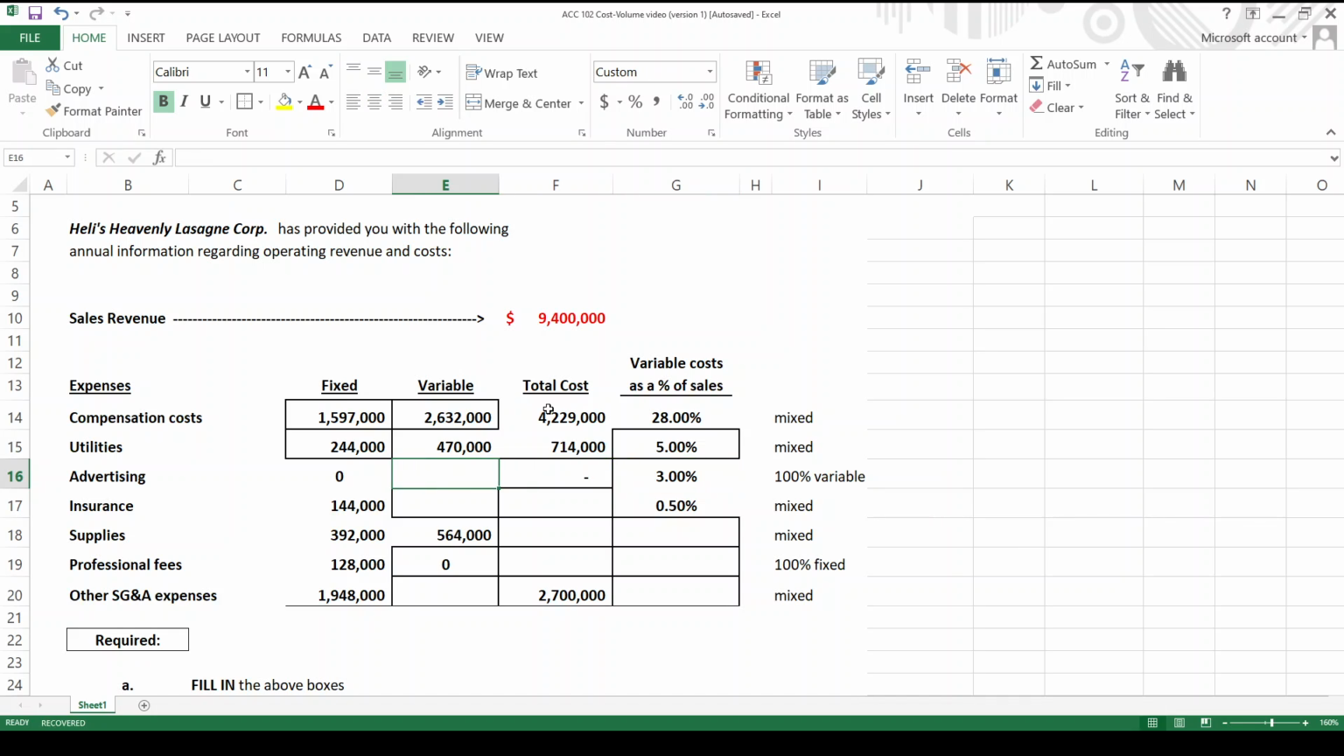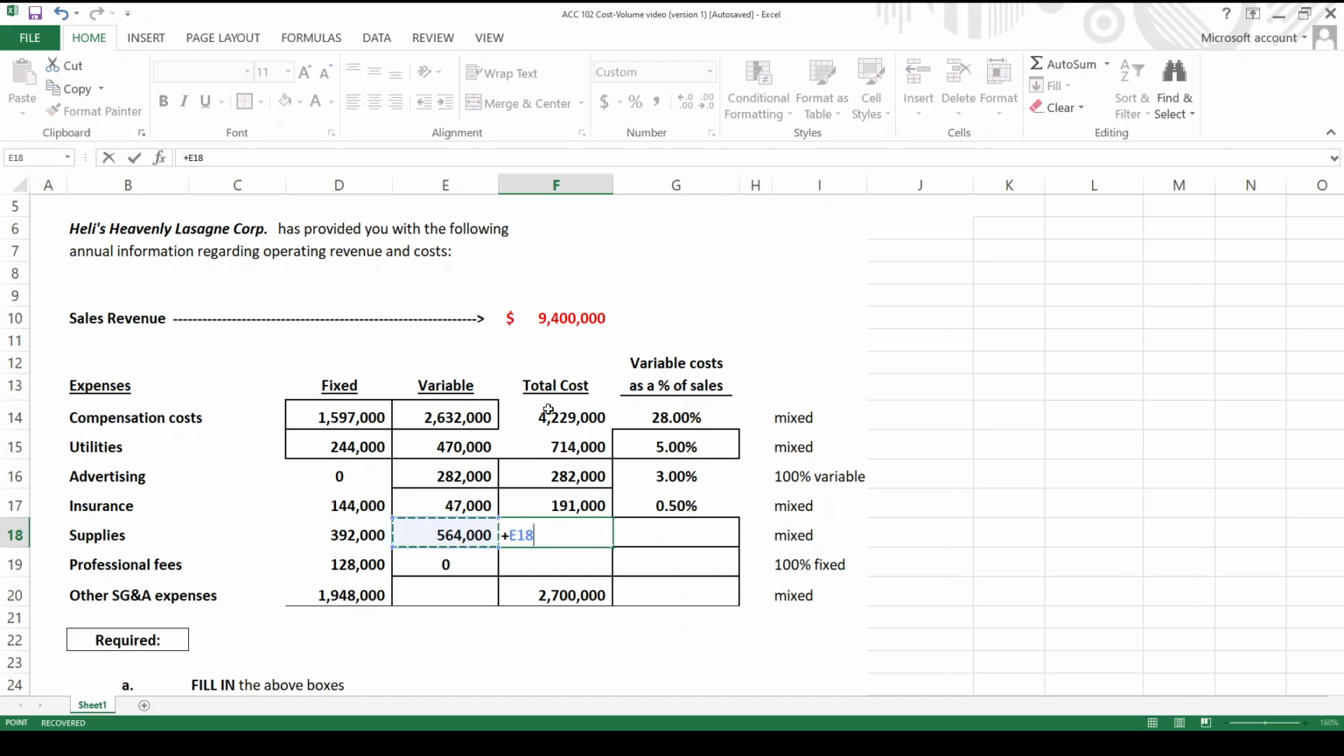Advertising. 100% variable. So take the 9.4 million, that's the sales, multiplied times the variable percentage. Get 3%. And of course, 0 plus 282 is 282. Insurance. Fixed is 144. We got to calculate the variable. Take the 9.4 million. Multiply times 0.5%. That's 0.005 in decimal form. 47,000. What's the total? Just add them up. 191.